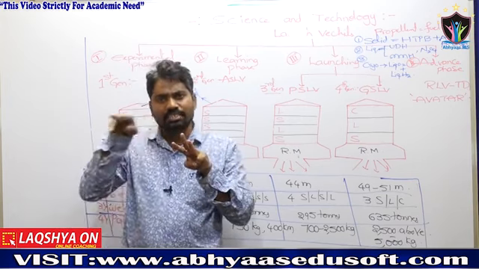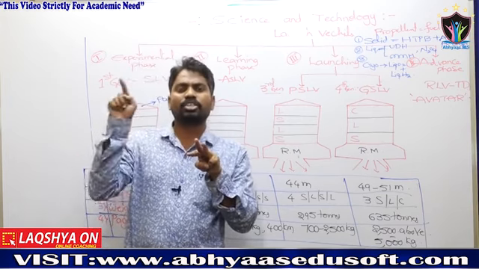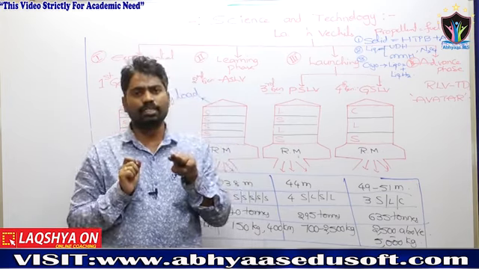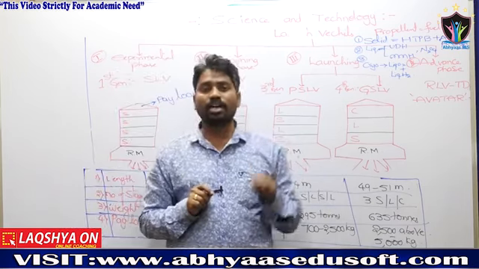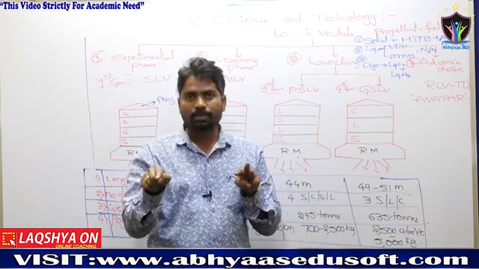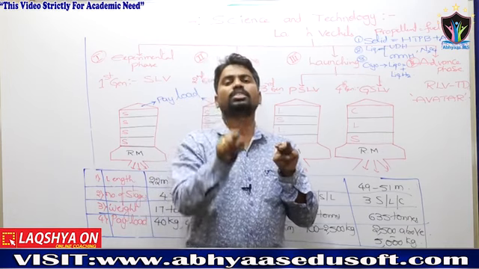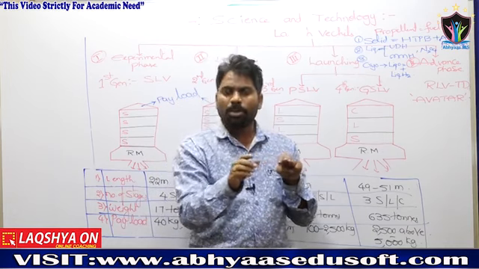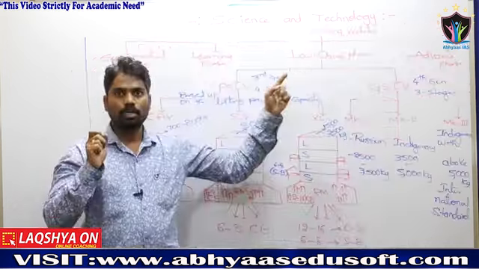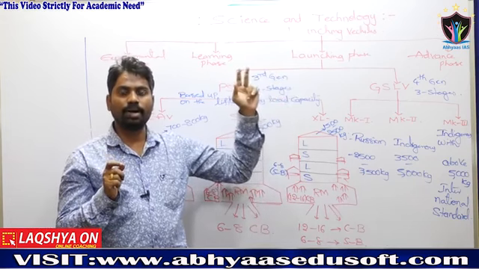In the PSLV, once again 3 types are there: core alone variant, standard variant, extra large variant. In the GSLV also once again 3 types: GSLV Mark 1, GSLV Mark 2, GSLV Mark 3. Similar, right, we will discuss later on. The launching vehicles are classified.